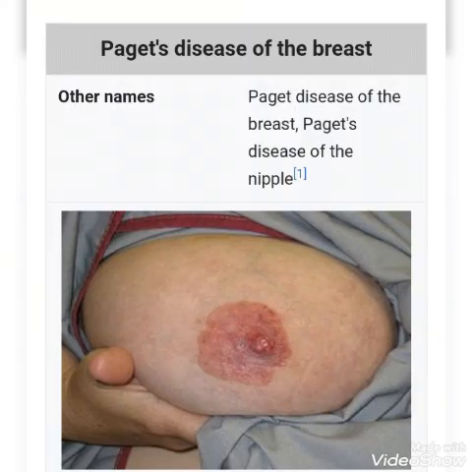Now Paget's disease of the breast, the other names are Paget's disease of the breast and Paget's disease of the nipple. So both are the same thing. So don't get confused if the question comes as Paget's disease of the nipple or Paget's disease of the breast. Both are the same.